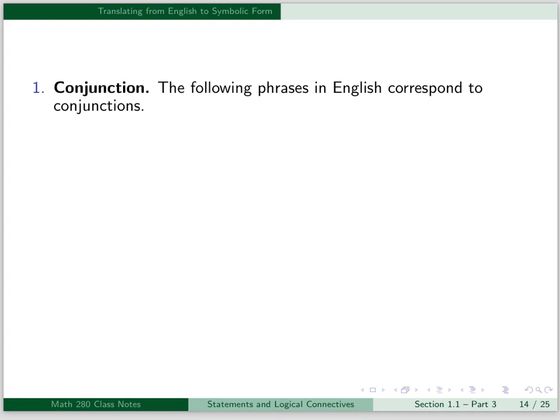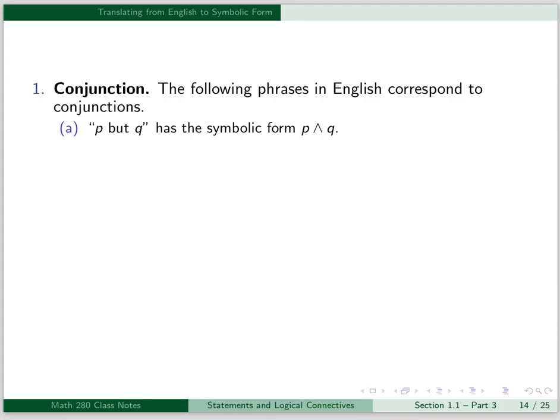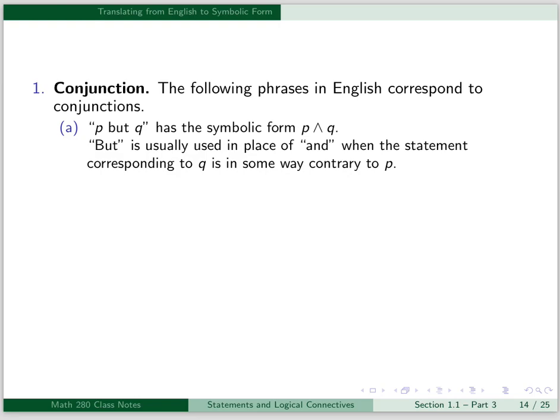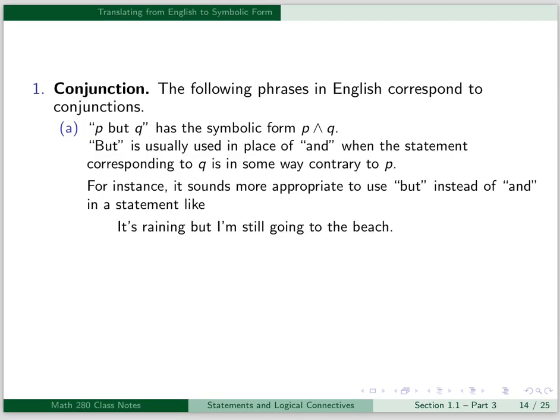For the conjunction, the following phrases in English correspond to conjunctions. First, P but Q has the symbolic form P and Q. So but represents a conjunction in English. But is usually used in place of and when the statement corresponding to Q is in some way contrary to P. For instance, it sounds more appropriate to use but instead of and in a statement like, "It's raining, but I'm still going to the beach."